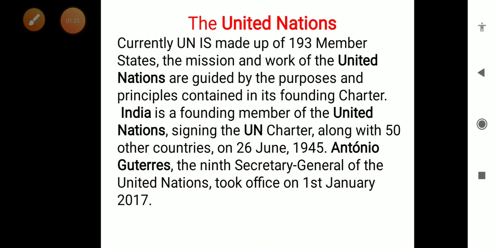The mission and the work of the United Nations are guided by the purposes and principles contained in its founding charter. India is a founding member of the United Nations, signing the UN Charter along with 50 other countries on 26 June 1945. And Antonio Guterres is the ninth Secretary General of the United Nations, and he took office on 1st January 2017.